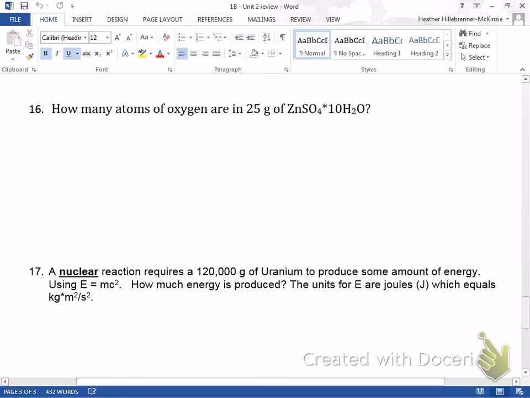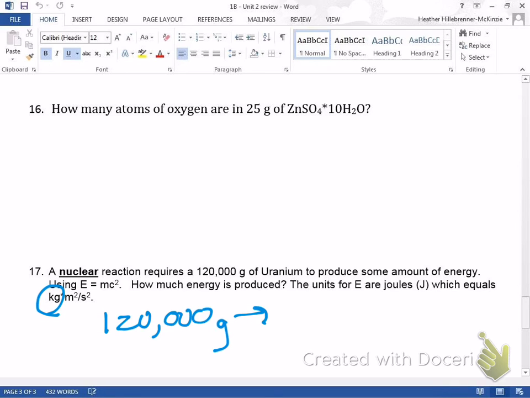Oh, 17's a monster. It's not that hard. No, actually 17's not bad. It's really simple because we just do it. It's just like the warm within the mass. Yeah, so here we go. We've got 120,000 grams, yes? We need to convert that to kilograms, right? Okay, because it needs to be in kilograms. So to go to kilograms, I need to what?